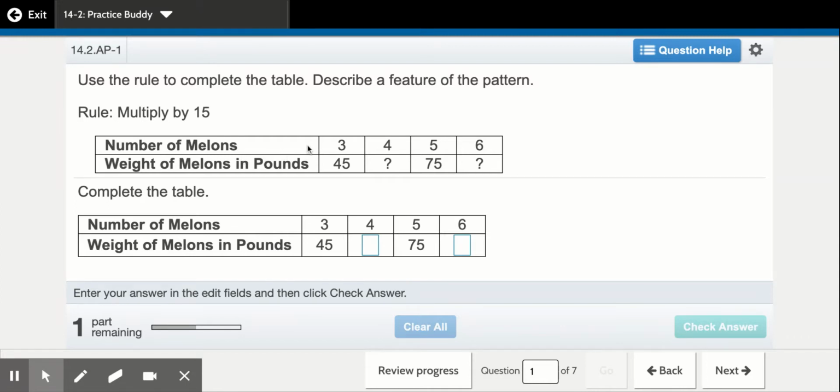When it says multiply by 15, it means from the number of melons to the weight of the melons. So each time you're looking at the number of melons, you have to multiply times 15. 4 times 15 would go here, 5 times 15, 6 times 15 would go here.